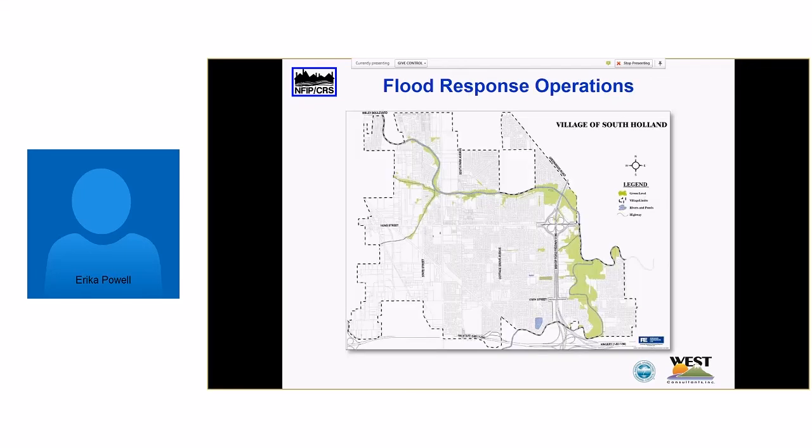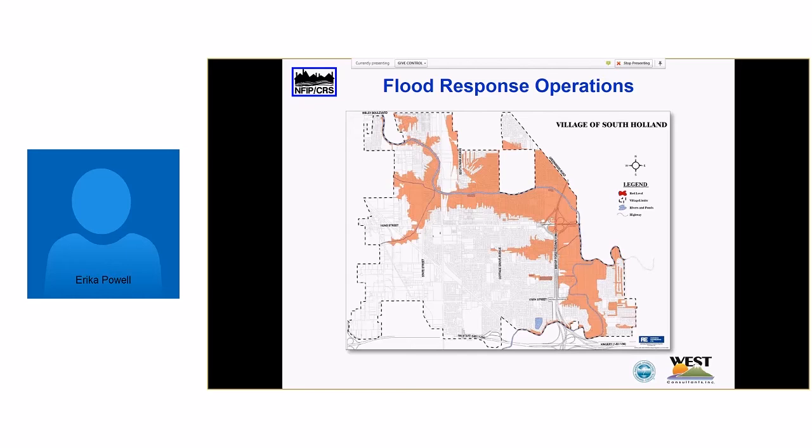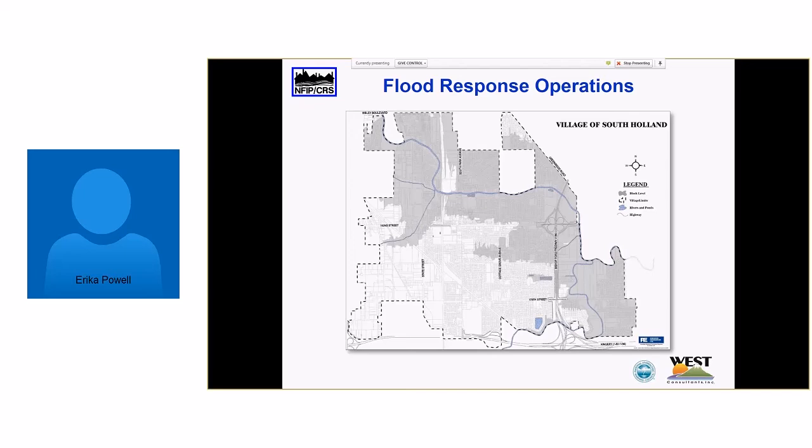One of the key elements of flood response operations under the FEMA requirements is floodplain mapping. It has to be tied to the individual stages in your locality, so you have some idea at each level of flood hazard how much of the community is going to be affected by inundation.